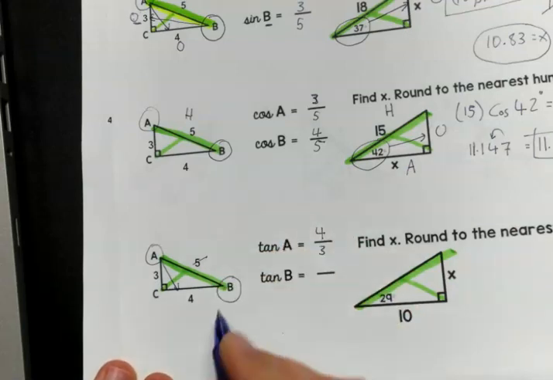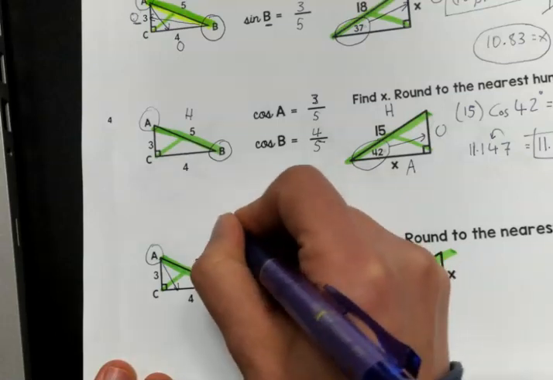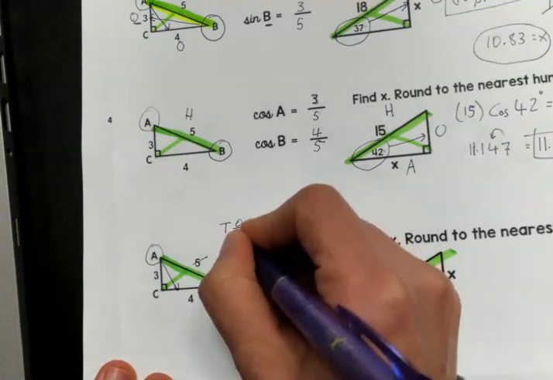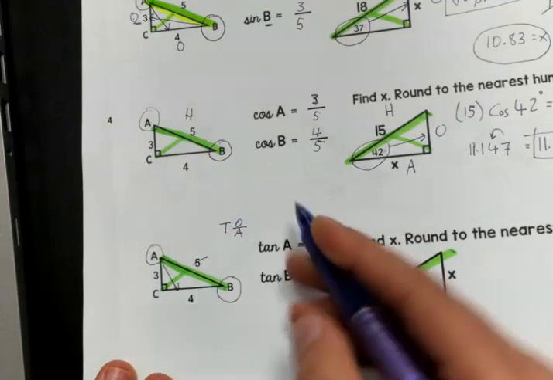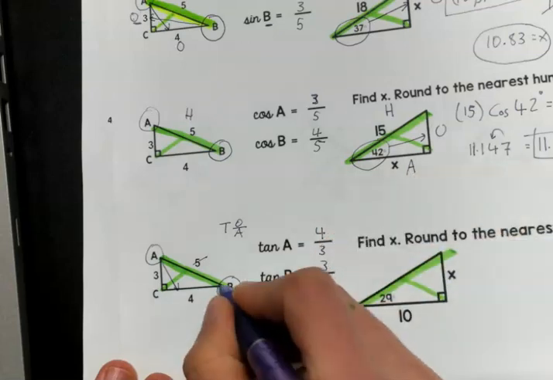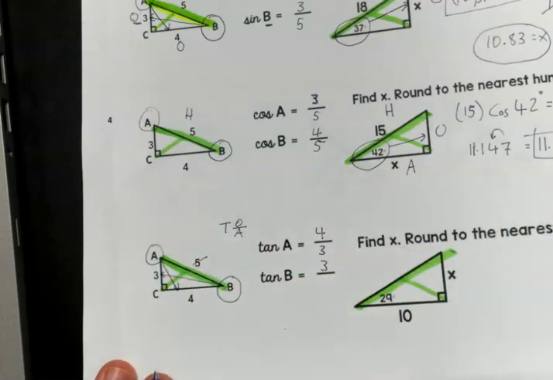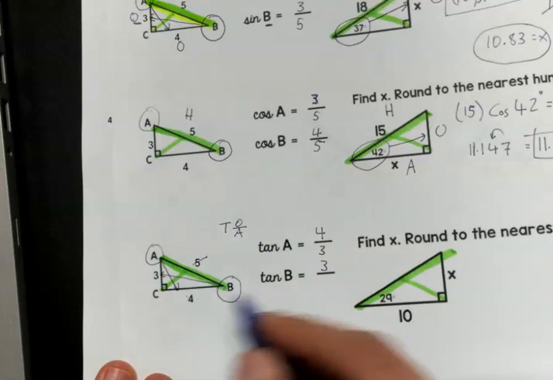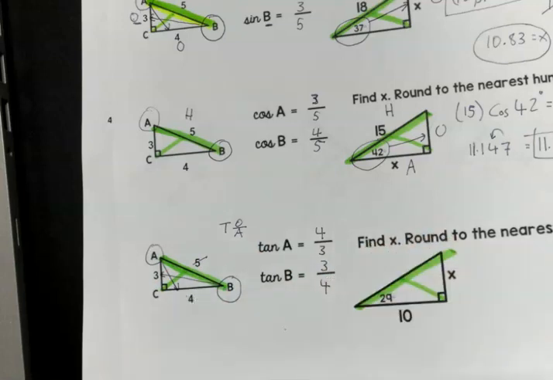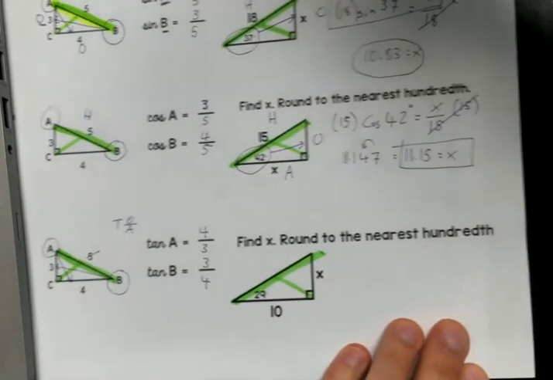Tangent of angle B. Here's angle B. Tangent is when we had SOHCAHTOA, right? Opposite over adjacent, so tangent of angle B. B, opposite of that is 3. And then adjacent, that's not my green, is this 4. Okay, so those are the ratios. All right, now instead of just having ratios, let's actually solve. Okay.